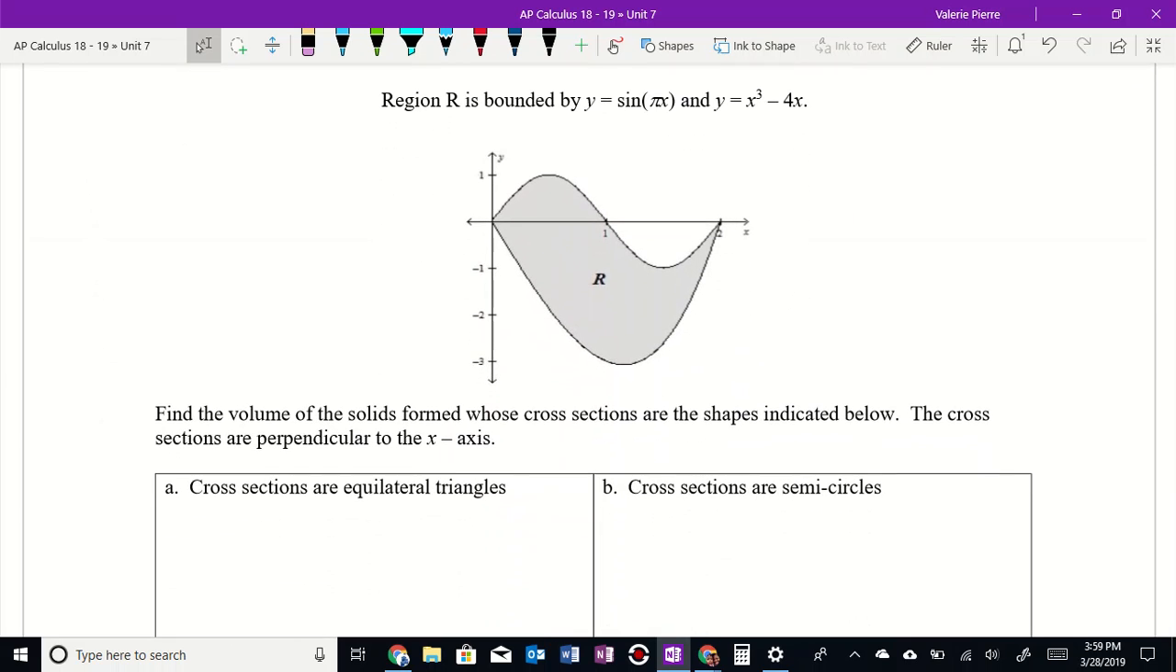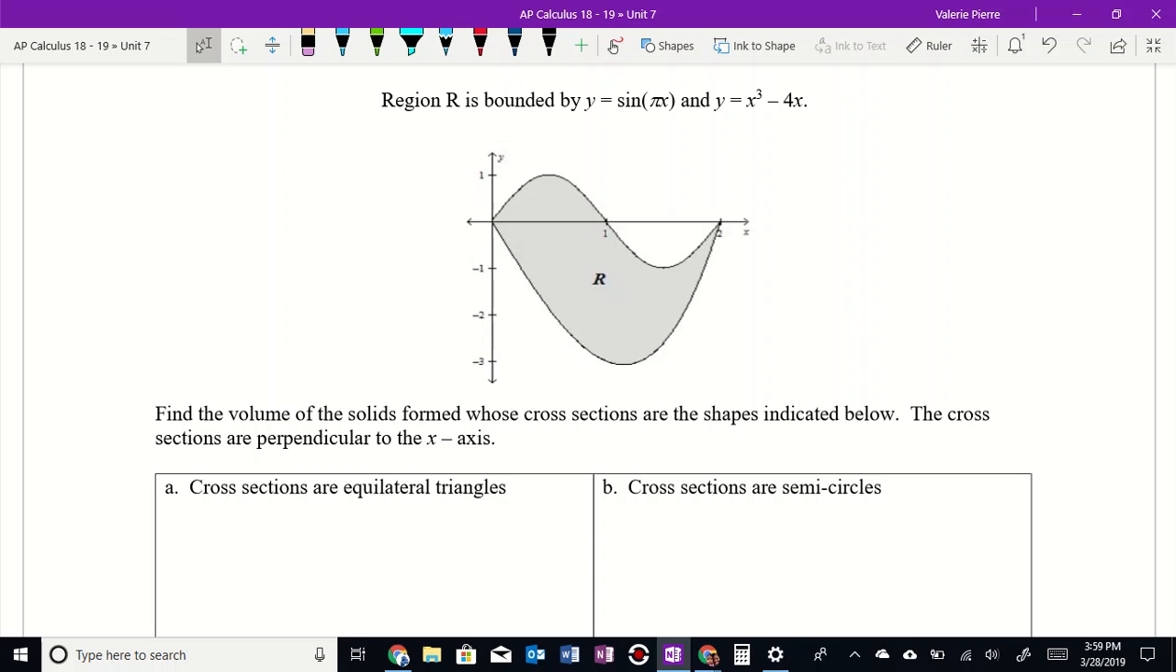Okay. So very last page of notes. Region R is bounded by y equals sine pi x and y equals x cubed minus 4x. We want to find the volume of the solid with cross sections whose shapes are indicated below. Cross sections are perpendicular to the x-axis. Great.